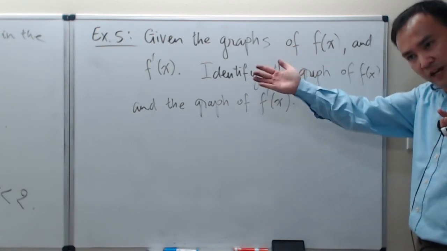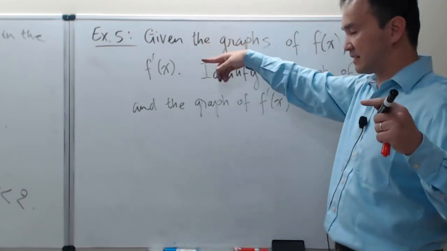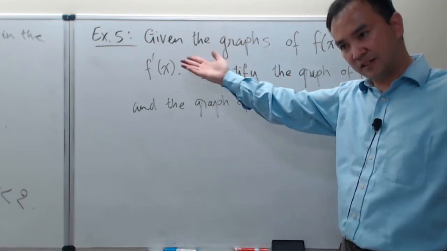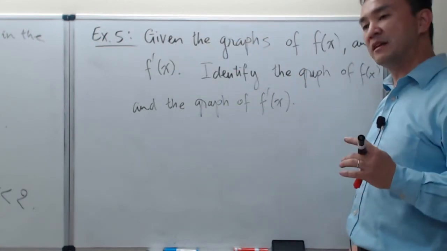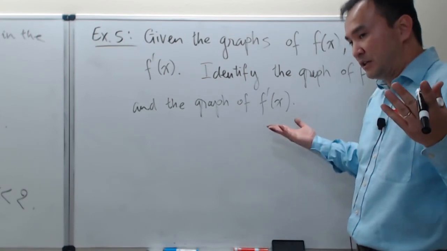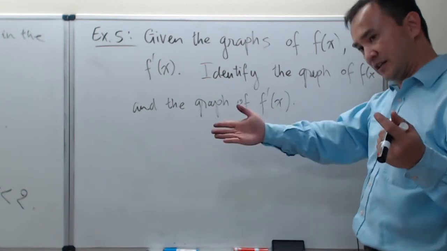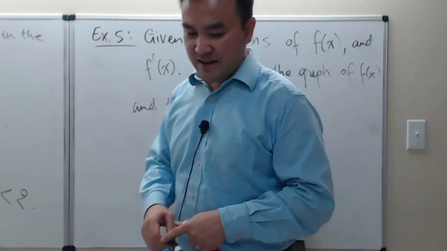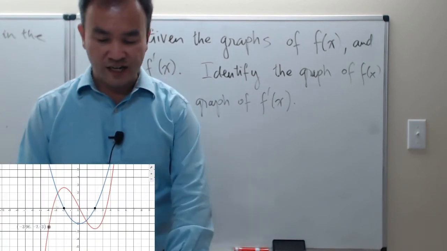One of them is in red and one of them is in blue, and the problem is telling us that one of them is the graph of the original function f of x, and the other one is the graph of f prime. But which one is which? Which one, the blue or the red, is for the original function, and which one is for the derivative? Okay, and so in that way, we are going to work it out together right here.